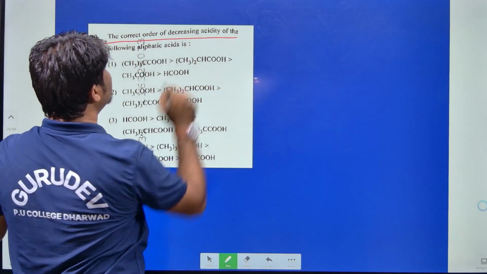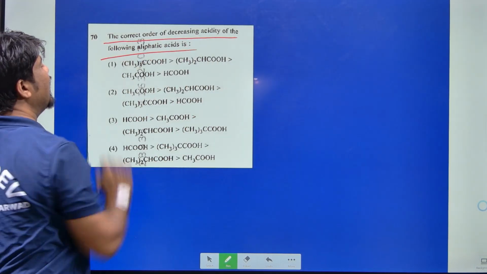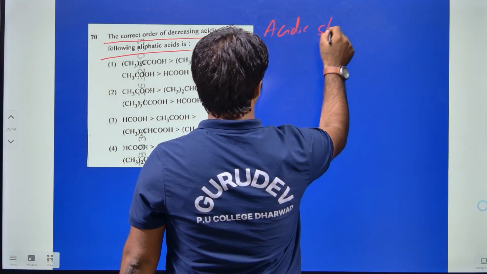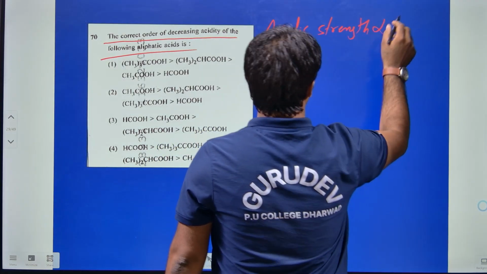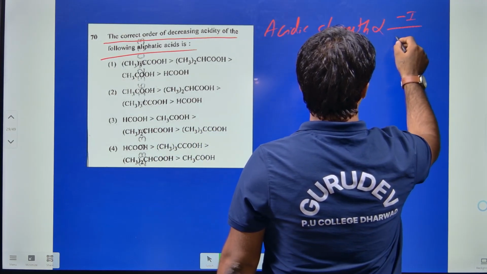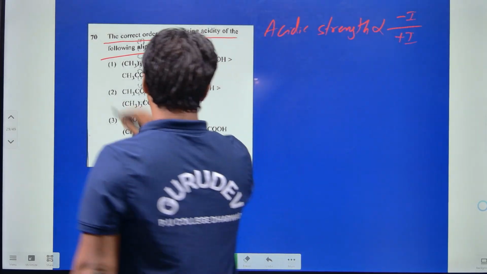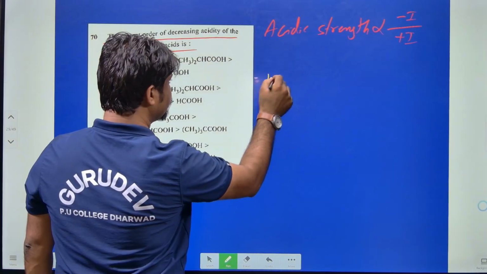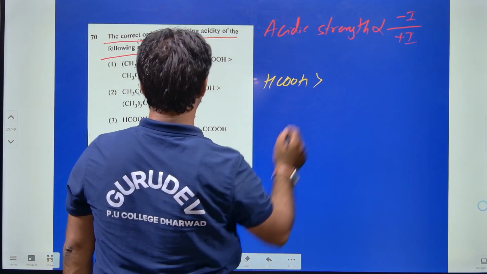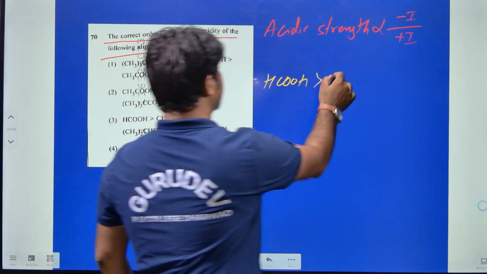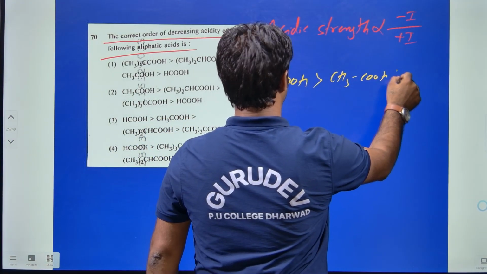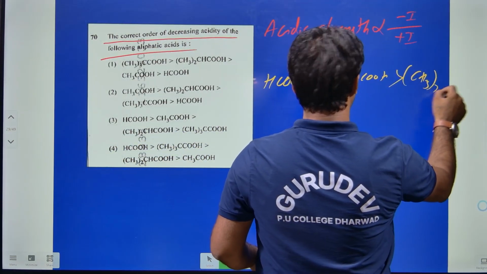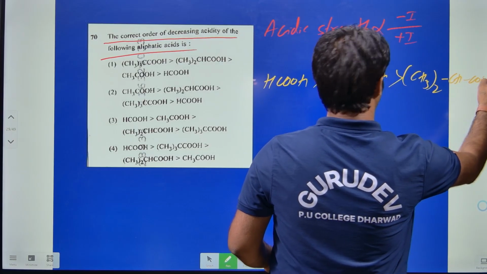The correct order of decreasing acidity of the following aliphatic acids. We know that the acidic strength is directly proportional to the minus I effect and inversely proportional to the plus I effect. Among all these, formic acid is more acidic than CH3COOH, then (CH3)2CHCOOH, and at last (CH3)3CCOOH.